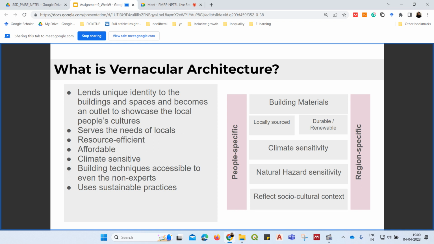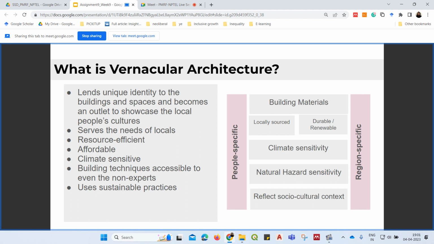The building techniques involved in building that particular building should be accessible both to the experts in the construction field and also to the non-experts. Even a layman should be able to design and construct the specific type of building, and it should use sustainable practices. It should be climate sensitive for the particular climate in that region. It should be sensitive to the local natural hazards, and it should reflect the socio-cultural context. The materials used in the building should be locally sourced, or they should be durable and renewable in nature. These are all the components of vernacular architecture which a building needs to have in order for that building to be called an example of a vernacular building.